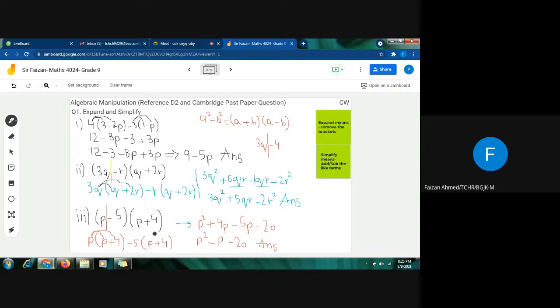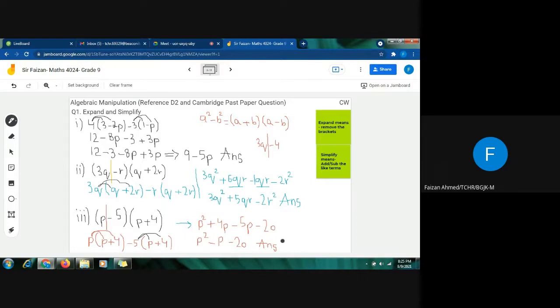p multiplied by p will give me p square. p multiplied by 4 will give me plus 4p. Minus 5 multiplied by p will give me minus 5p, and minus 5 multiplied by plus 4 will give me minus 20, and this has been expanded. ये expand हो गया है, अब मुझे इसको सिर्फ simplify करना है. So in order to simplify I have to search for the like terms. The like terms are 4p and 5p, and this is positive 4p, this is negative 5p. It will give me an answer of minus p because minus plus minus and sign belongs to the greater number, and p square and minus 20 will be as it is. So this is my final answer.